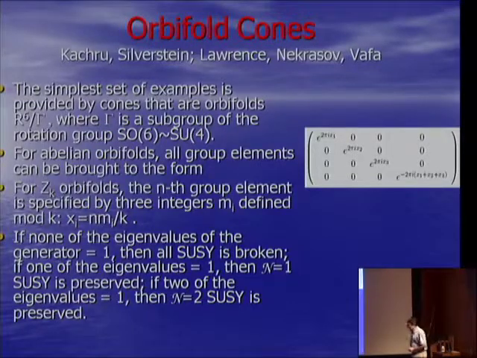And then there is a very simple way to see which part of the supersymmetry these orbifolds preserve. For example, if none of the eigenvalues of this generator is 1, then there is some action on every single supercharge, and then all supersymmetry is broken. If one of these eigenvalues is 1, then N = 1 supersymmetry is preserved. And if 2 of the eigenvalues are 1, then N = 2 supersymmetry is preserved. And one can construct some simple examples of each of these orbifolds, N = 2, N = 1, or completely broken supersymmetry.